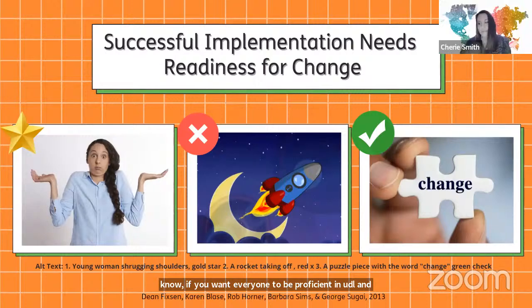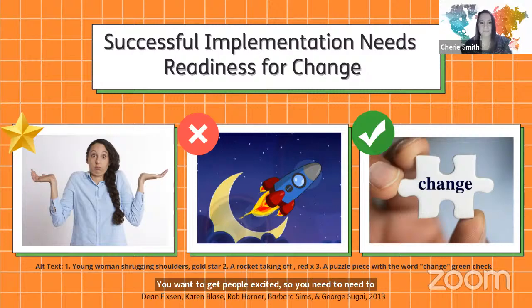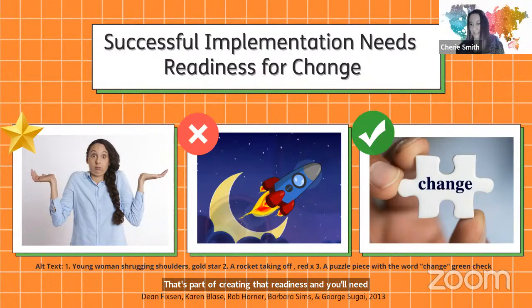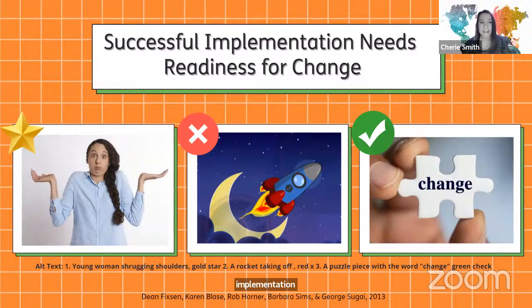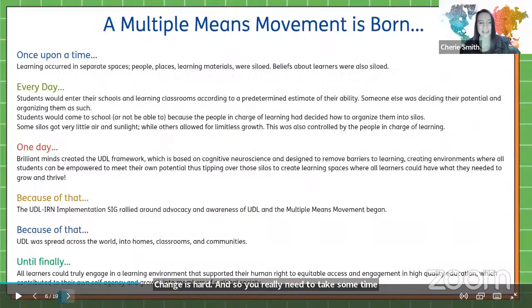So to create readiness for change, we want to build awareness, and then you want to build momentum. You want to get people excited. So you need to find a way to really get them excited and fueled by your cause. That's part of creating that readiness. And you'll need that fuel to carry you through all the stages of implementation. And also you want to be able to help them recognize the need for change. Change is hard, and so you really need to take some time to build that. We're going to talk about that a little bit more today.